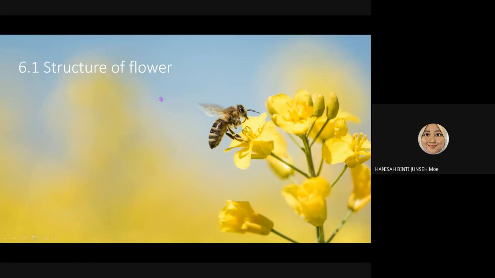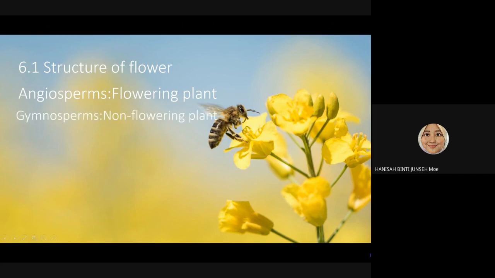Before we look at the structure of a flower, let me introduce two terms that are involved in this chapter. The first term is angiosperms. Angiosperm is actually a flowering plant. Sometimes instead of saying flowering plants, some textbooks refer to it as angiosperm. The second term is gymnosperms. Gymnosperm refers to non-flowering plants. These are the two terms related to this topic.